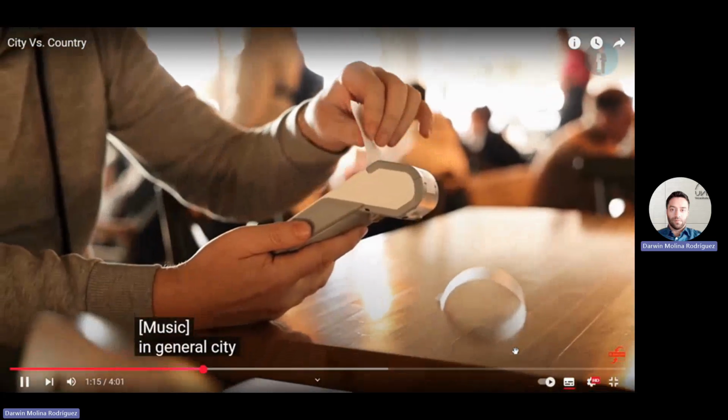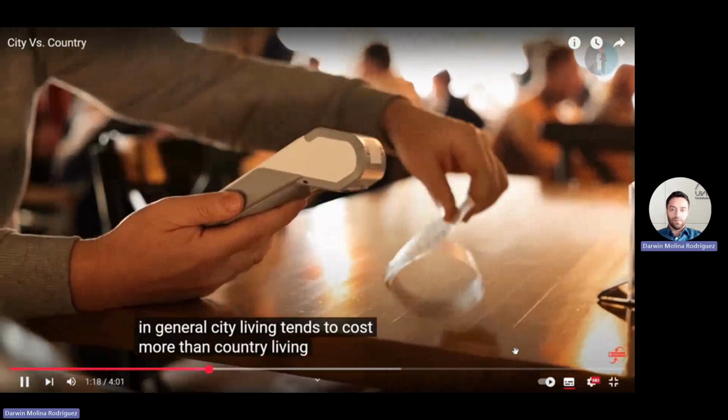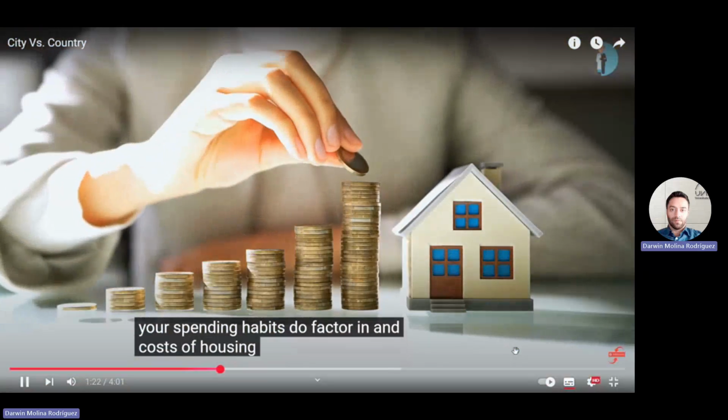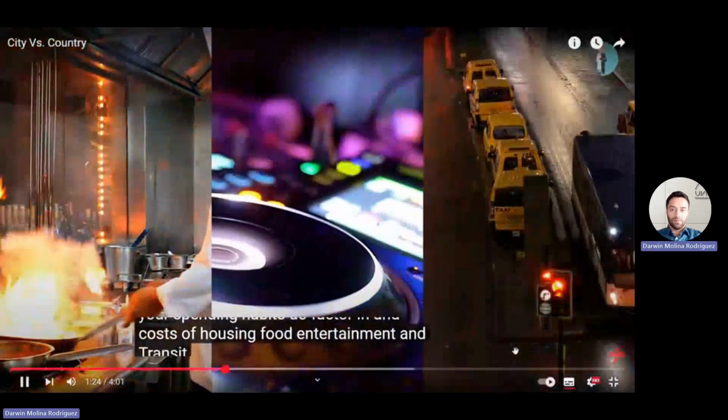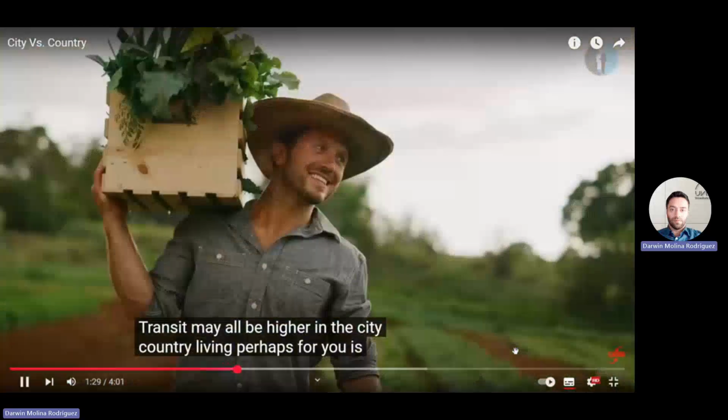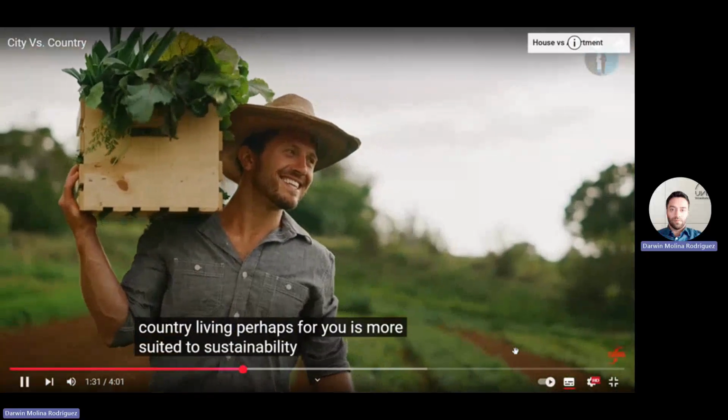In general, city living tends to cost more than country living. Your spending habits do factor in, and costs of housing, food, entertainment, and transit may all be higher in the city. Country living, perhaps for you, is more suited to sustainability.